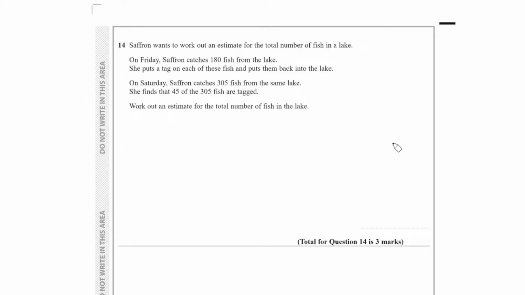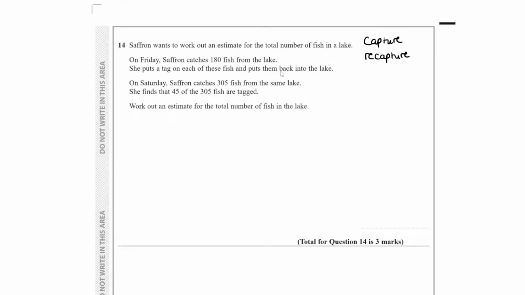Okay, question 14. Saffron wants to work out an estimate for the total number of fish in a lake. This is, just by looking at it initially, a topic called capture recapture, which I feel is such a small topic. I don't know if you remember it or not. I don't remember it when I was at school. Capture recapture doesn't always come up, but it's really easy if you memorize the formula. You just apply the formula.